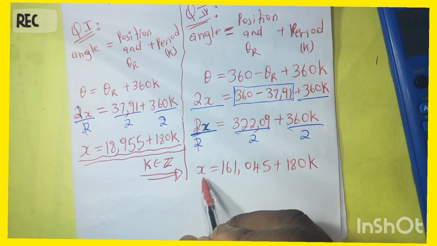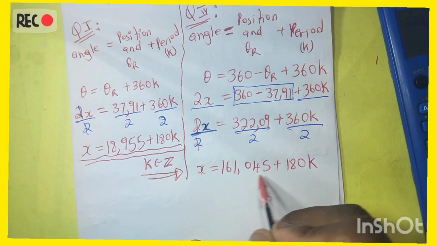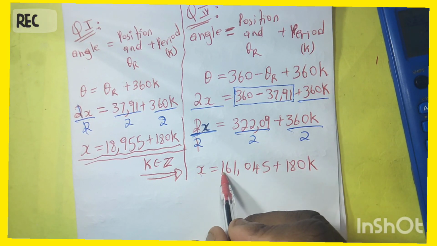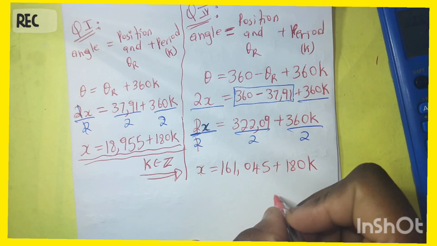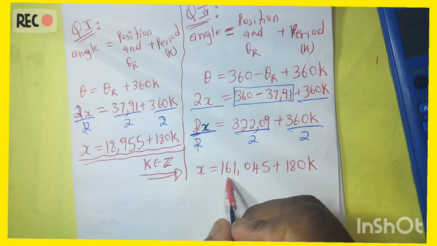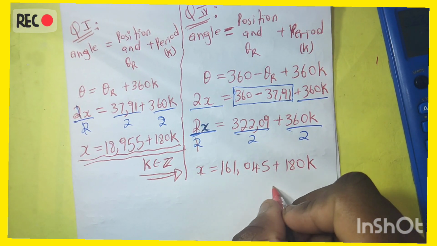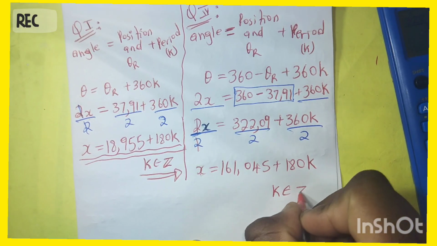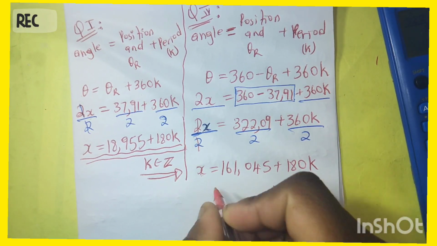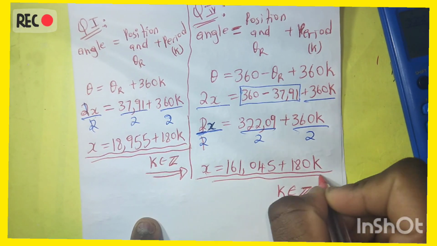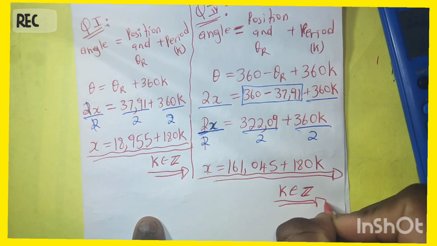And since now our x is representing the equation, I can say k is an element of all integers. So this is the final answer, guys. This is the final answer.